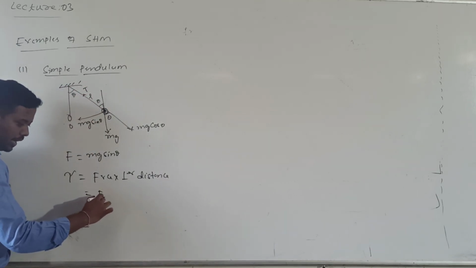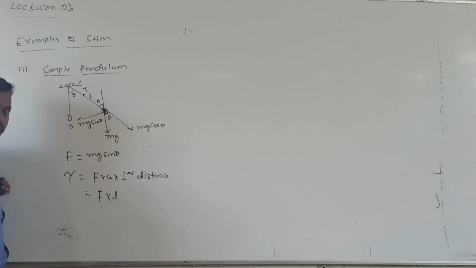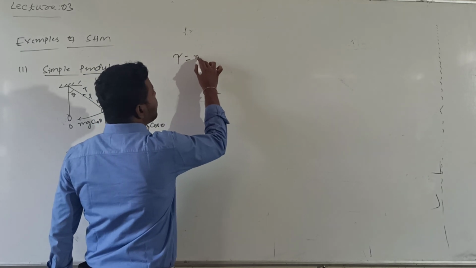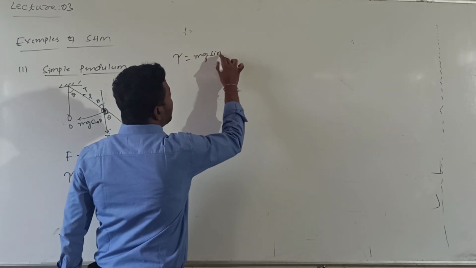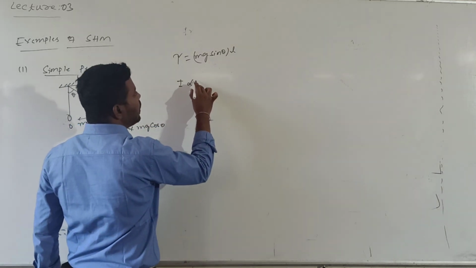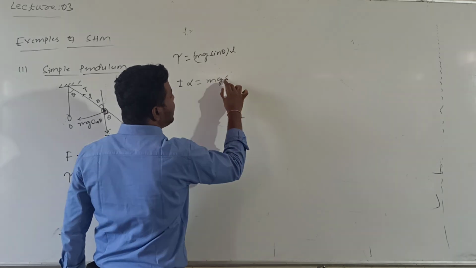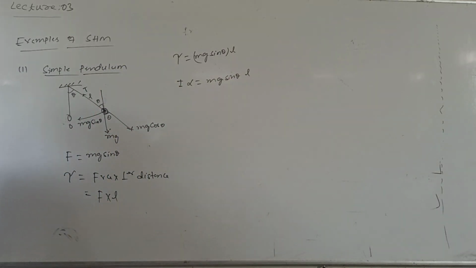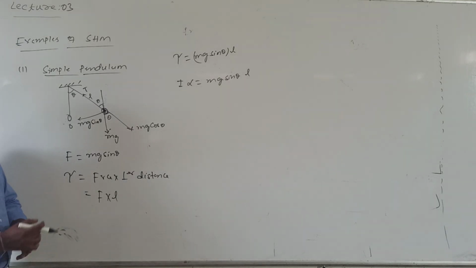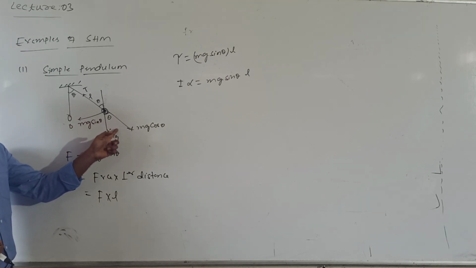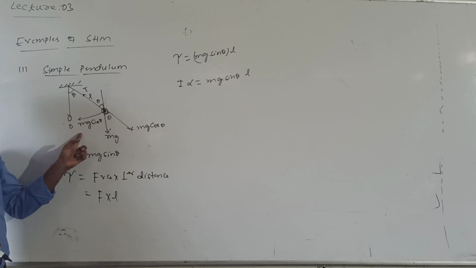Force value is equal to F, perpendicular distance value is equal to L. Then what will I get? Tau is equal to F into L, which is m g sin theta into L. So can I write tau is equal to I alpha is equal to m g sin theta into L. And one more important point here: force and displacement are in opposite directions, because displacement is from mean position to extreme position, and force is from extreme position to mean position.